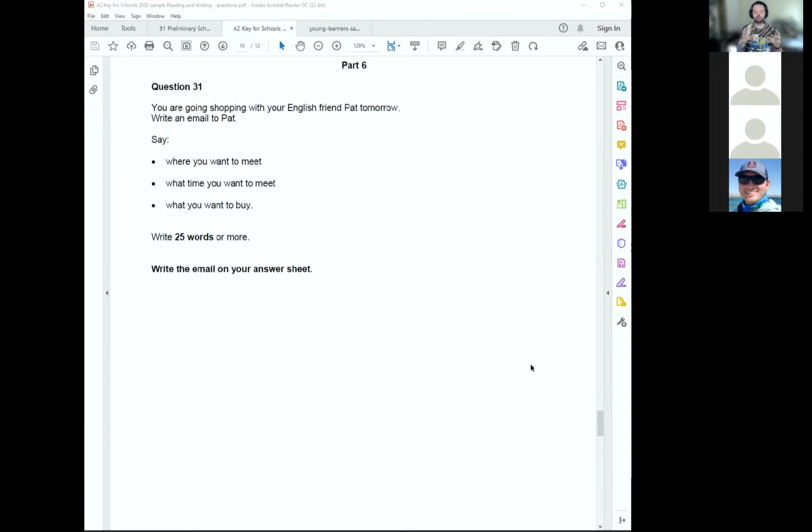Absolutely. But there is another aspect as well in terms of the presentation. Notice that it says you're going to write an email to Pat, say where you want to meet, what time you want to meet, what you want to buy. Now, the first few times I practice this with my students, I wouldn't phrase it that way. I would phrase them as questions. So I might have a picture of the shops and say, me and you are going shopping tomorrow. Where do you want to meet? What time do you want to meet? And what do you want to buy? I'd put the questions there so that the students can answer.